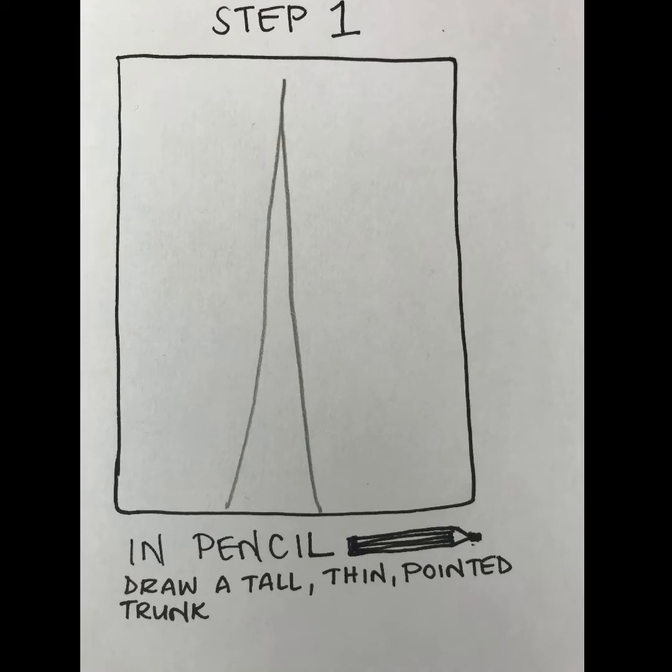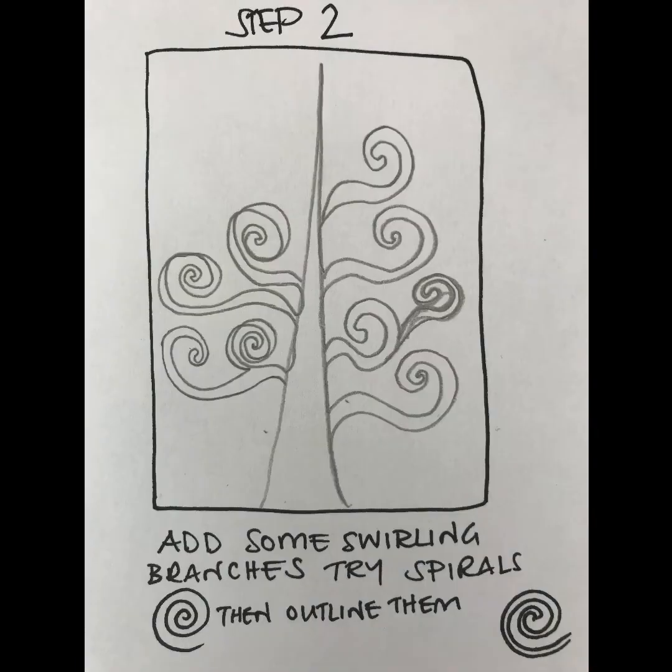First, using a pencil, try to draw a tall, thin, pointed trunk. So start at the bottom of your paper and draw a diagonal upwards and then back down at the other side. So this will form the tree's trunk. Next, you're going to add some spiralling branches. If you draw them as a single line, like the swirl at the bottom on the left, and then carry on to add an outline to them, this will make the branches of the tree so that they look like the one in the picture.